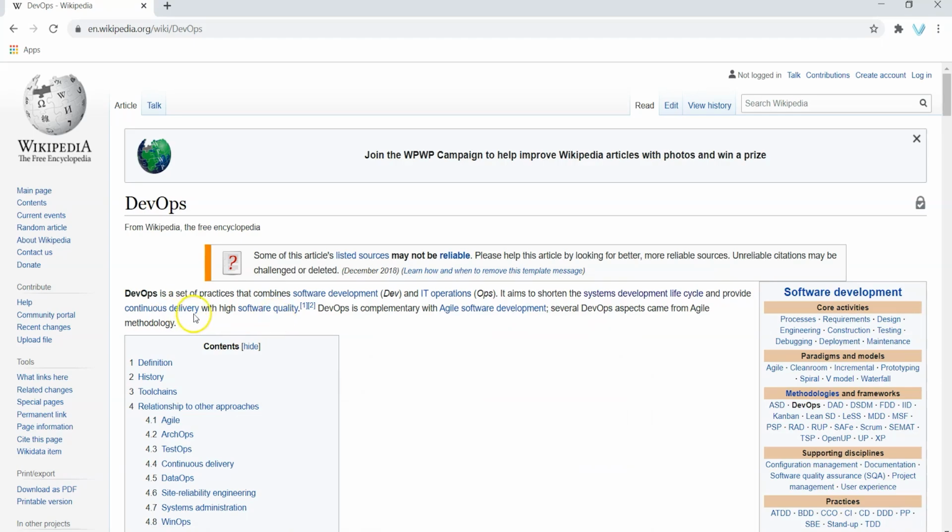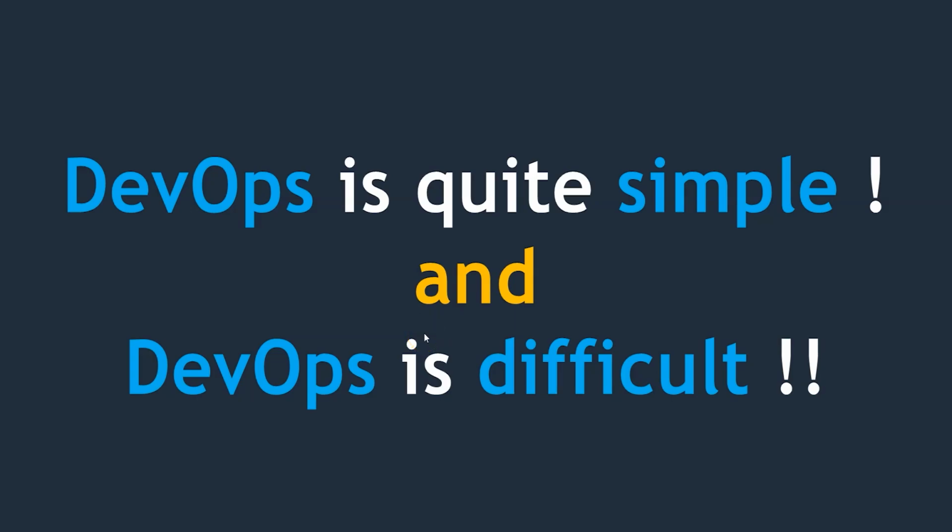The aim of DevOps is to shorten the system development lifecycle and provide continuous delivery with high software quality. You can understand continuous delivery at a later point of time, but using this set of rules, we are going to deliver high quality software. That is the simple definition of DevOps. Let's go and see the roles of DevOps engineers so that you can understand more clearly. DevOps is quite simple and it is difficult. Why it is simple and why it is difficult, you are going to understand by the end of this lecture.